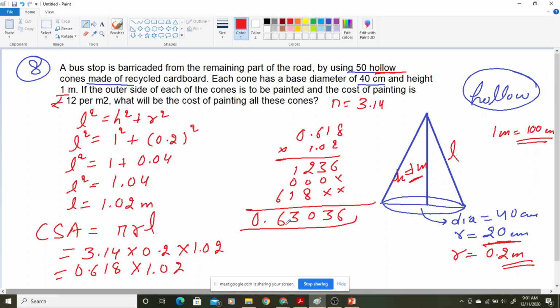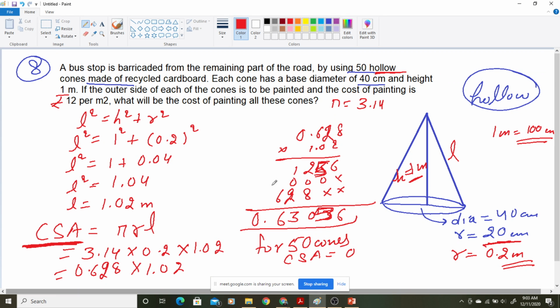Now how many cones do we have? We have 50, right? So we have found the area of one cone. The CSA we found so far is only for one cone. Now we will be finding it for 50. So for 50 cones, CSA will be how much?